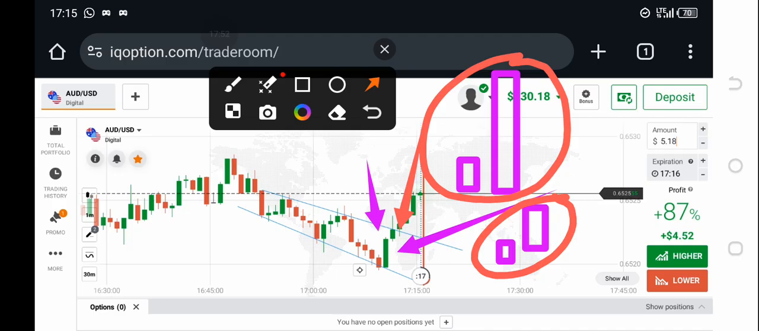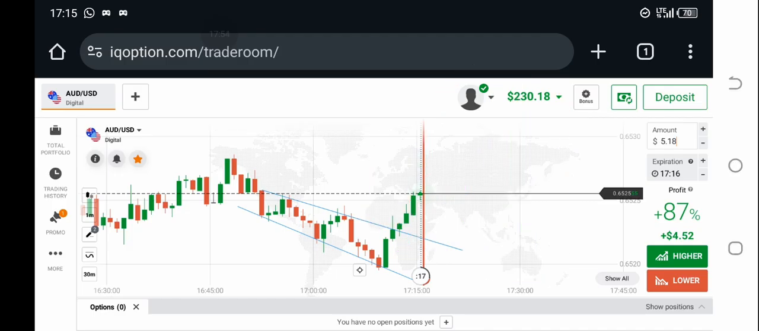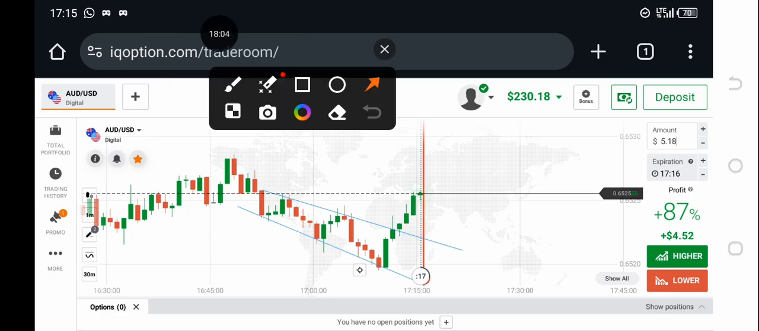So I didn't open any position. The market kept going higher and higher. I was just looking at it. The reason why, if you notice very well, is that there is a rejection at this particular candle. After this candle, we are seeing a rejection. And on this chart, the candle closed below the support level.